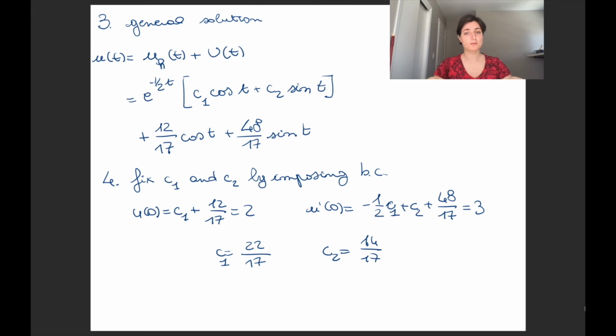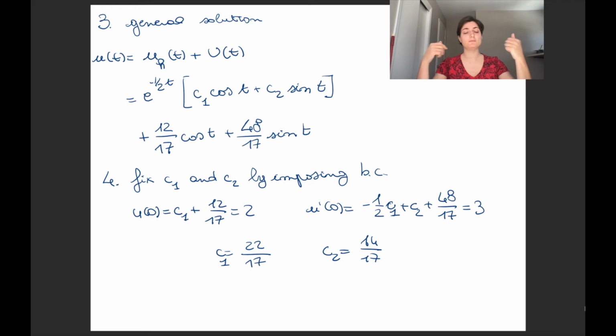So we just plug them in. We take the general solution at 0, that is C1 plus 12 over 17, and we have to match it with the boundary condition, so that must be equal to 2. And the other boundary condition is u prime computed at 0, and that gives us minus 1/2 C1 plus C2 plus 48 divided by 17, and that needs to match our boundary condition for the derivative, equal to 3.